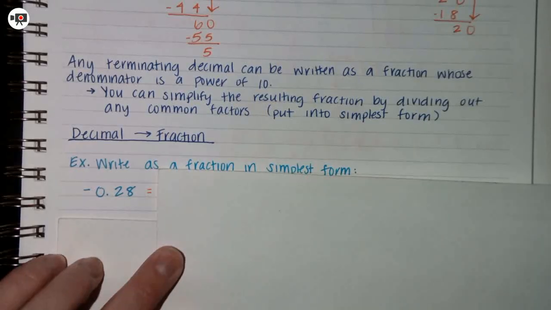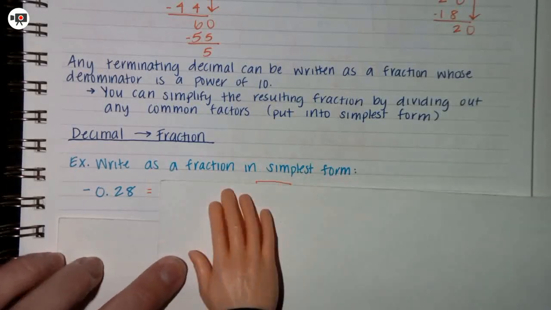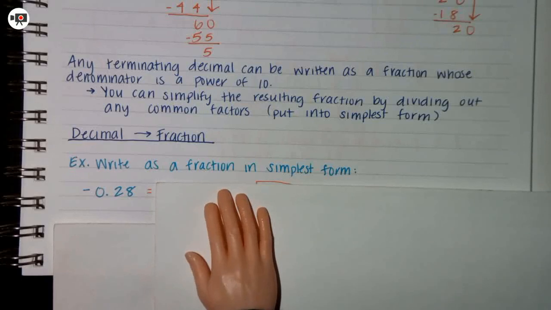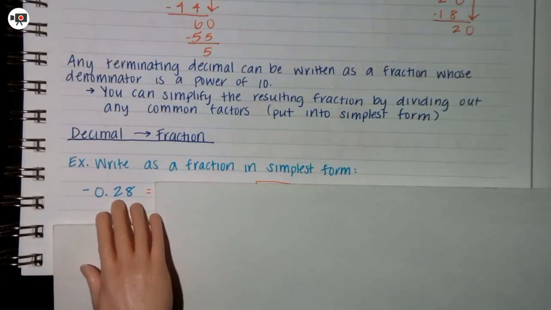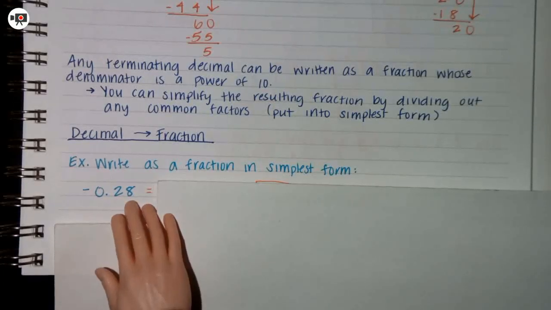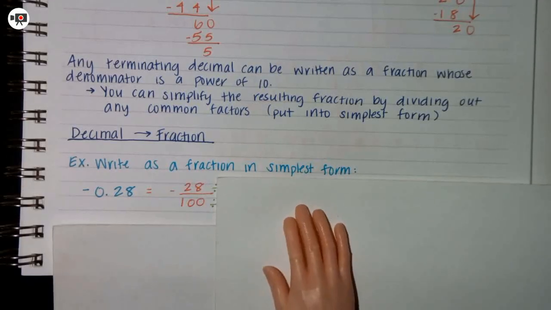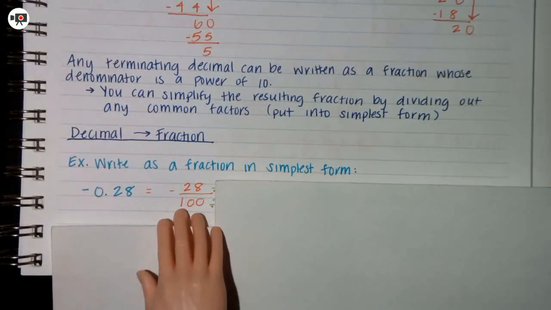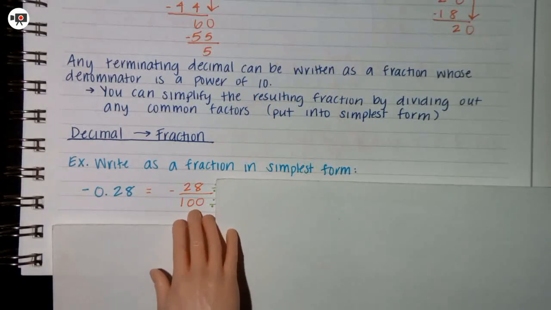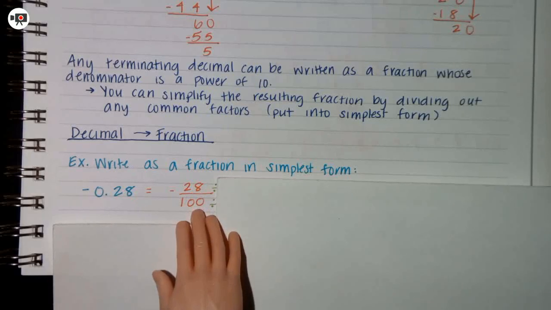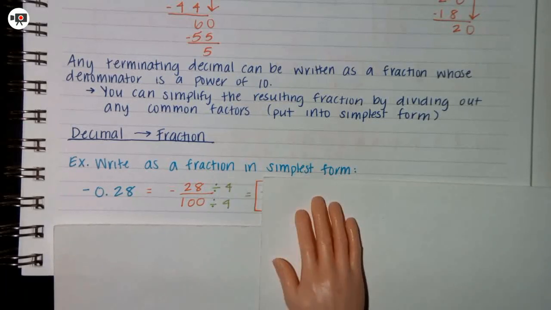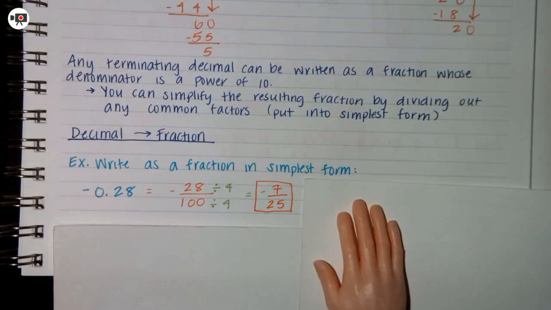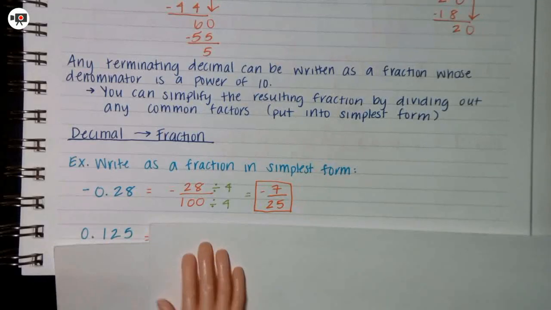Negative 0.28, I could say that as negative 28 hundredths. However many numbers are after the decimal place is the number of zeros that I put in the denominator. So since this has 2 numbers after the decimal, I put 2 zeros after the 1. So I have 100. That's 28 hundredths. Then I can reduce my fraction, divide each by 4 to get negative 7 over 25.